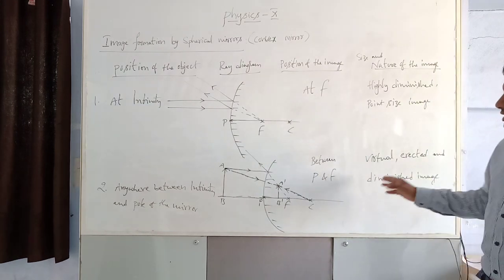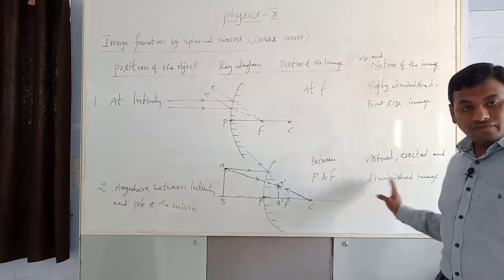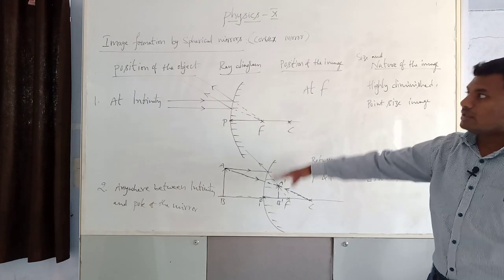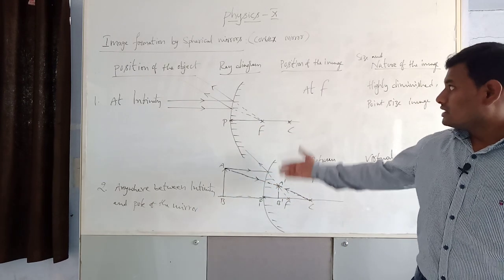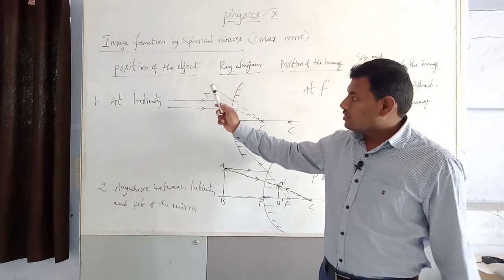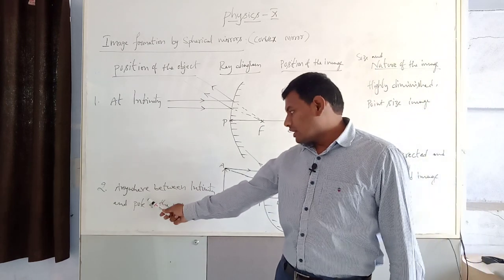So what are the characteristics now? A virtual image is formed, an erect image is formed, and the size of the image is less when compared to the size of the object. So these two are the positions for which we are drawing ray diagrams, or we will see the position of the image that is formed. In a concave mirror we have 6 different positions, but here we have only 2 positions.